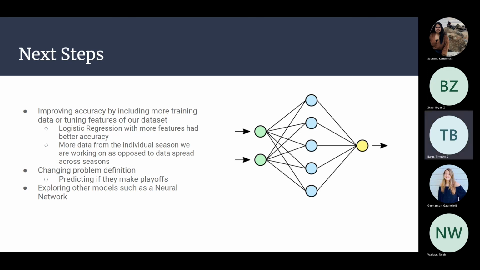Another thing we could do is change our problem definition to just predicting playoff outcomes rather than ranking. In addition to these things, exploring other models such as a neural network could prove to be beneficial for this project and other projects alike.